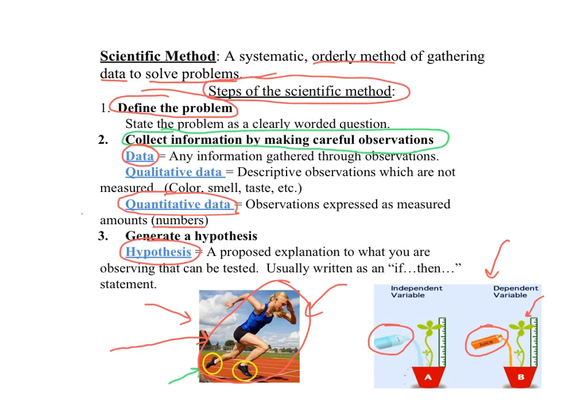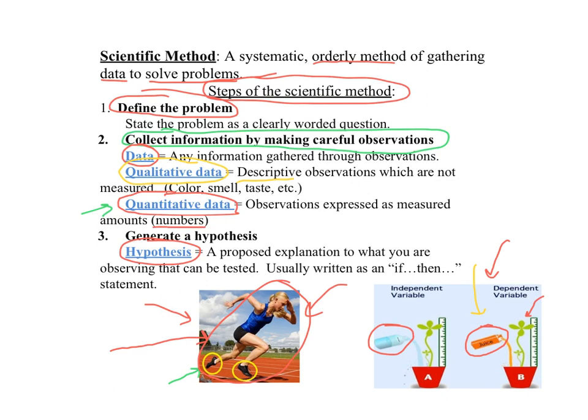That wouldn't be quantitative data. That would now be qualitative data, because that is a description of what you are observing. So for these flowers, how well they smell, that would be qualitative data.